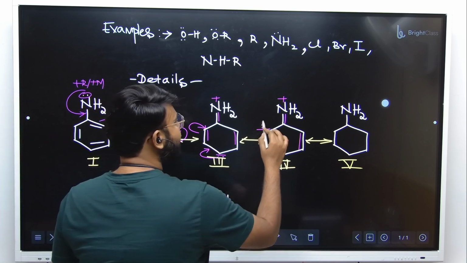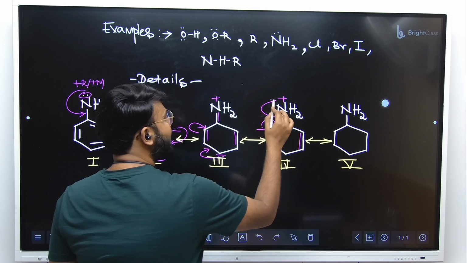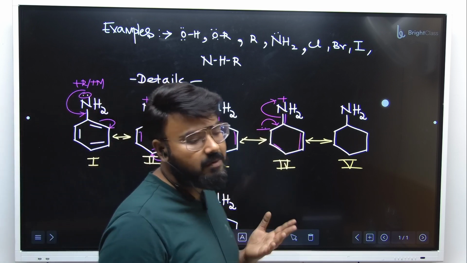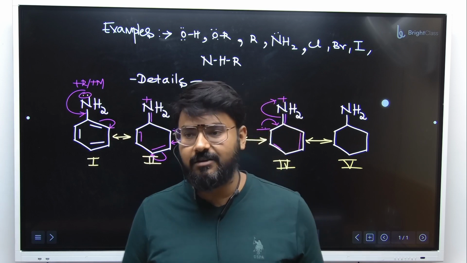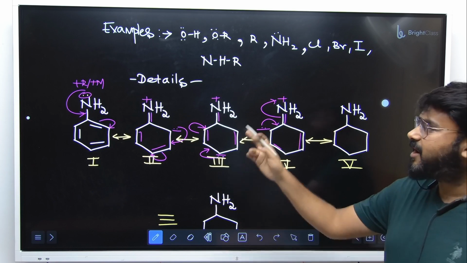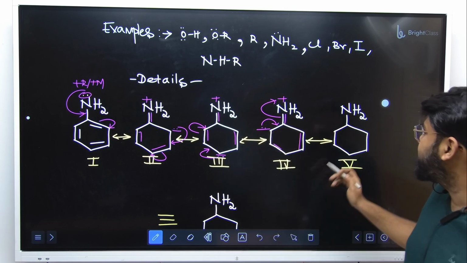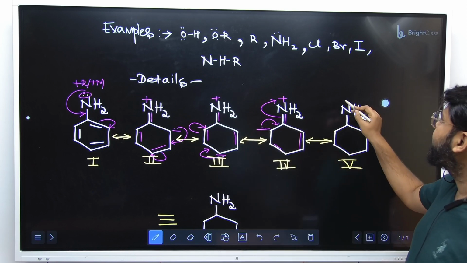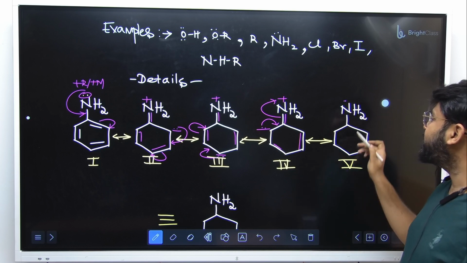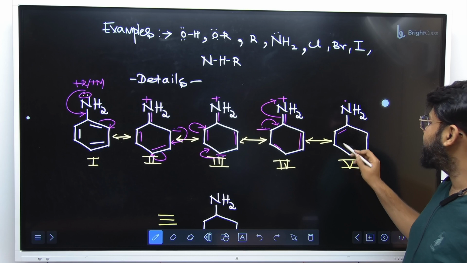Now from where we started, we will go back. That means our resonance is complete. Remember, resonance goes in only one direction. So you take one complete rotation from where you started, you reach back. That means resonance is over. So finally, what will happen now? The lone pair came back, and the double bond came here, here, and here.